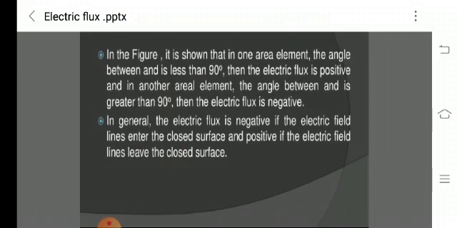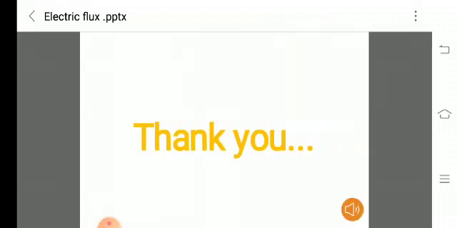So from the figure we know that if the angle between the electric field and area vector is less than 90 degrees, the electric flux is positive. If it is greater than 90 degrees, the electric flux is negative. So in general, the electric flux is negative if the electric field lines enter the closed surface, and positive if the electric field lines leave the closed surface.